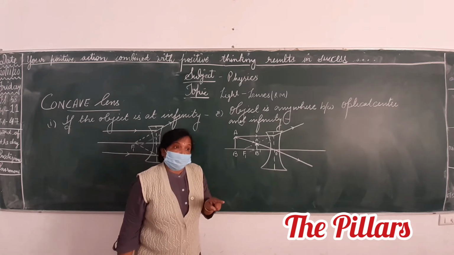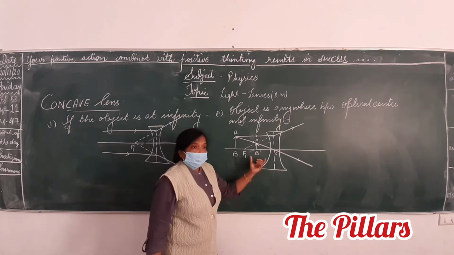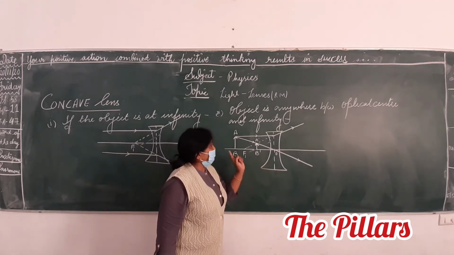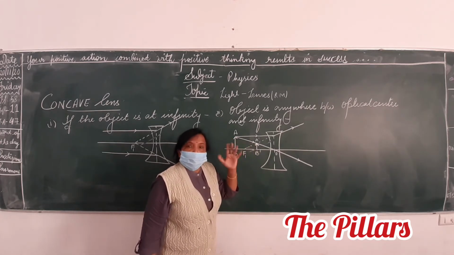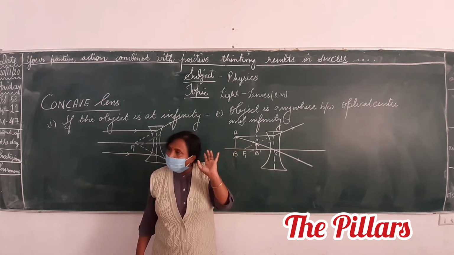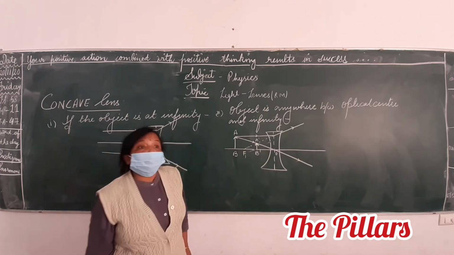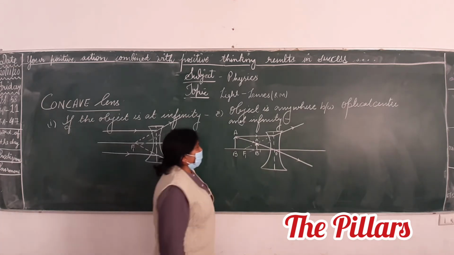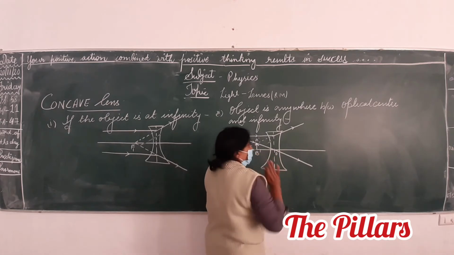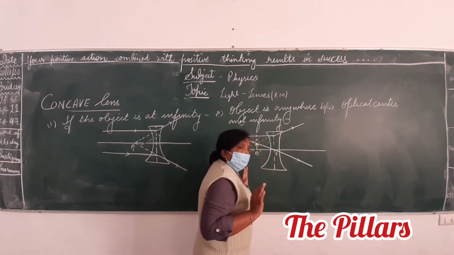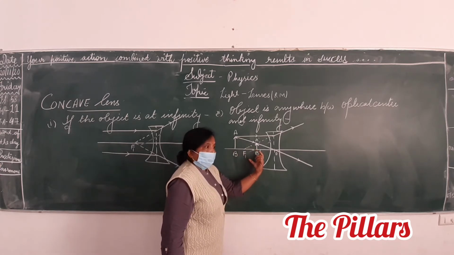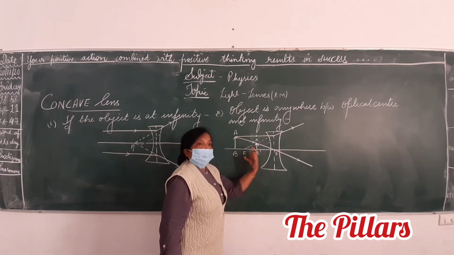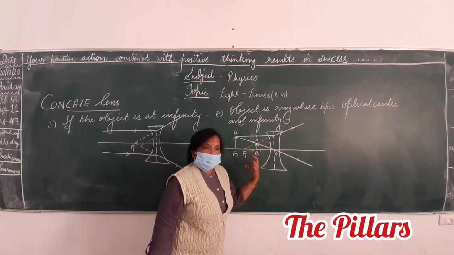Virtual, diminished. Smaller in size than the object. Anywhere you keep, this type of image will be formed. Image will be formed between optical center and focus. And what is the nature of the image? Virtual, straight and diminished. That means smaller than the size of the object.